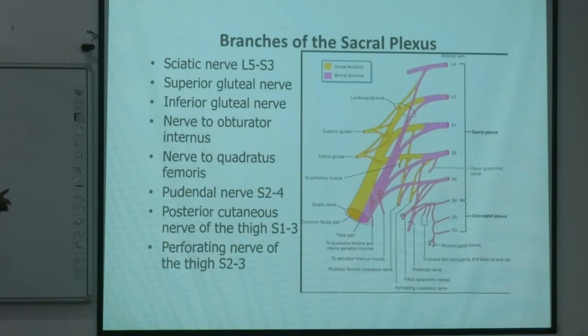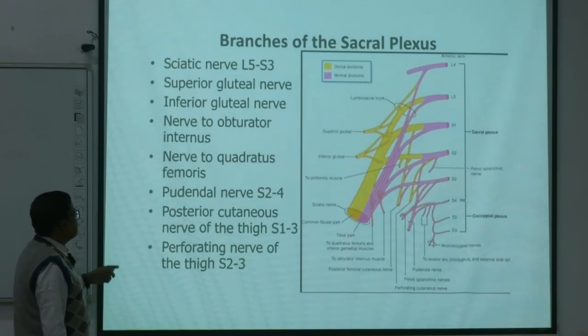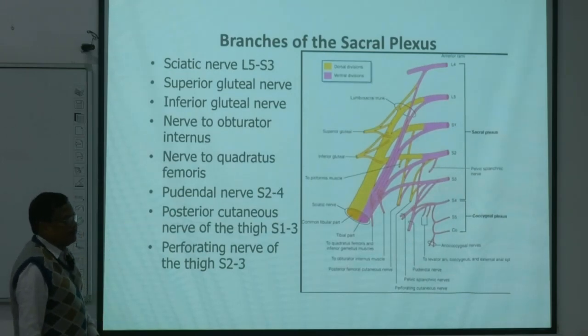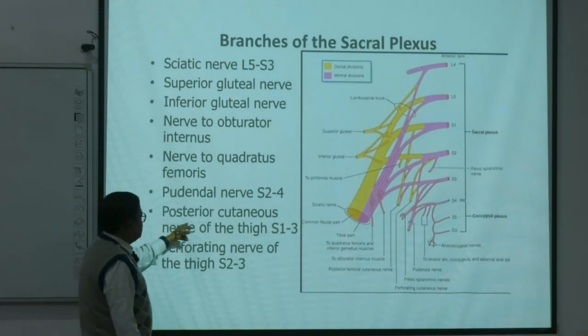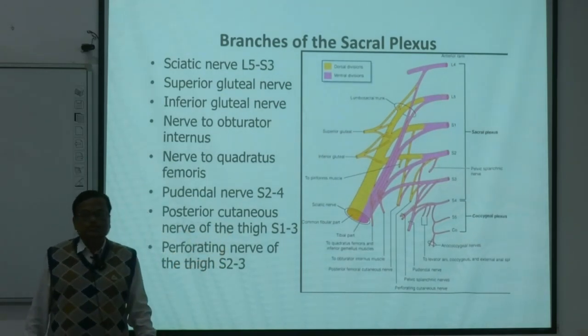What other nerves are there? Superior gluteal nerve, inferior gluteal nerve, nerve to obturator internus, nerve to quadratus femoris, and most important, the pudendal nerve, which supplies the perineum, and the posterior cutaneous nerve of thigh, and the perforating cutaneous nerve of the thigh, S2, S3.